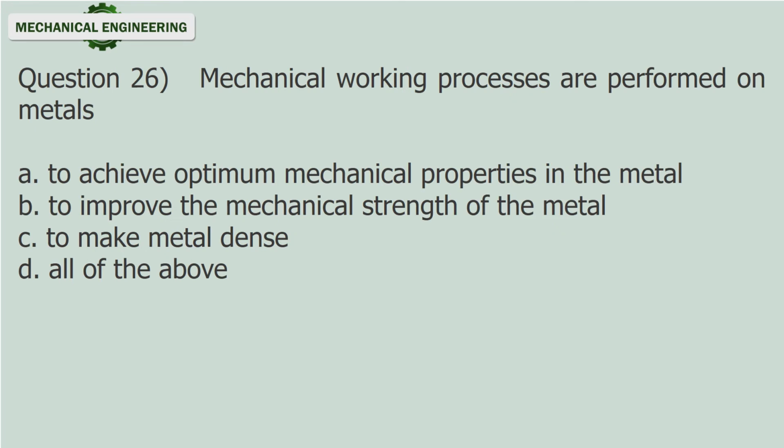Question 26. Mechanical working processes are performed on metals. A. To achieve optimum mechanical properties in the metal. B. To improve the mechanical strength of the metal. C. To make metal dense. D. All of the above. Answer: all of the above.